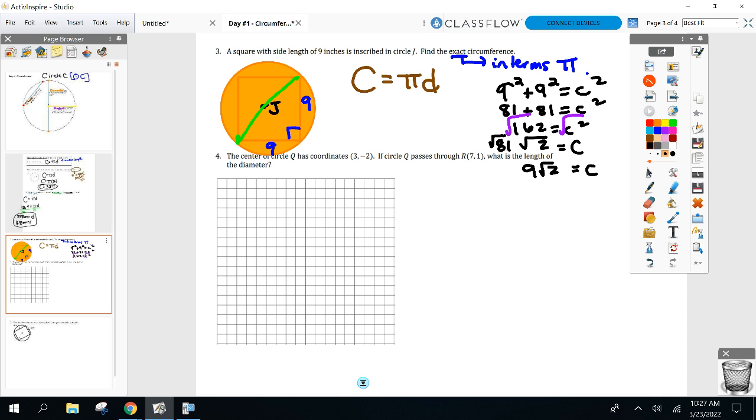So go back to the formula. Pi times 9 radical 2. Don't go to the calculator. Exact circumference. Leave it in terms of pi. The only thing I'm probably going to suggest is what? Not a big fan of the way that's written. Put your number first. 9 radical 2 pi inches. There you go.